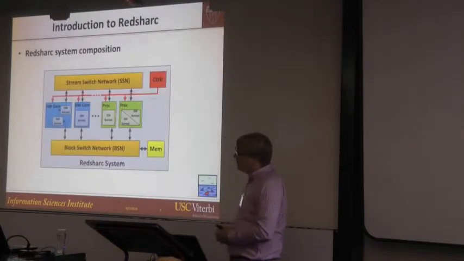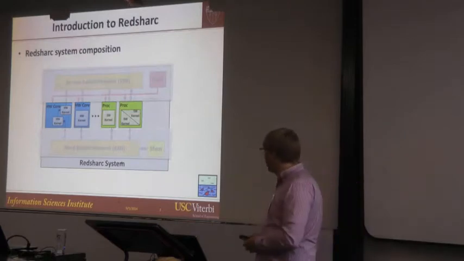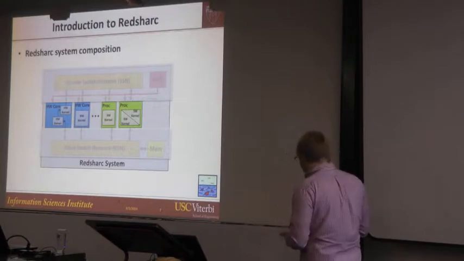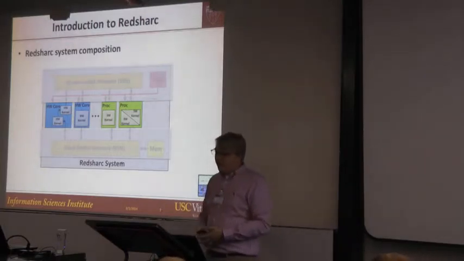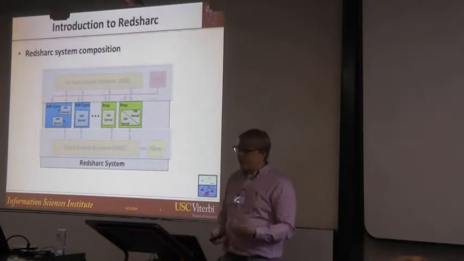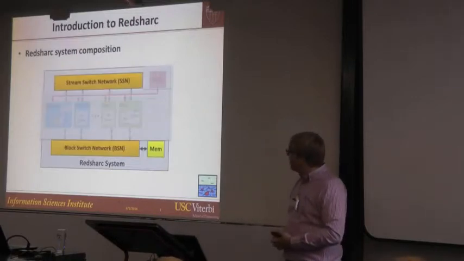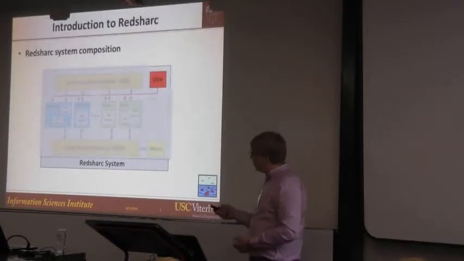So what does a Redsharc system look like? Well, you have your cores, hardware and software. You have then the kernels that are running in those cores. If you have a hardware core, you can implement two kernels next to each other and directly connect them. If you're implementing in a software core, you can context switch software kernels on and off. Then you have the networks that connect the cores together, a stream switch network and a block switch network, and the memory that's connected, and then finally that controller.